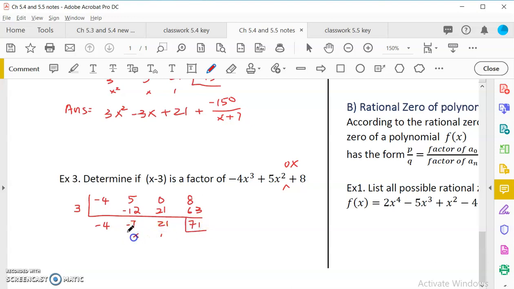So is this a factor? No, this is not 0, right? We don't need to write the quotient. They just want to know is this a factor. X minus 3 is not a factor.